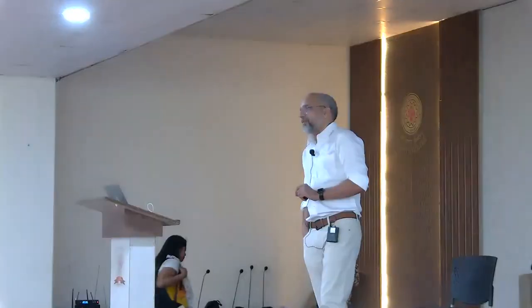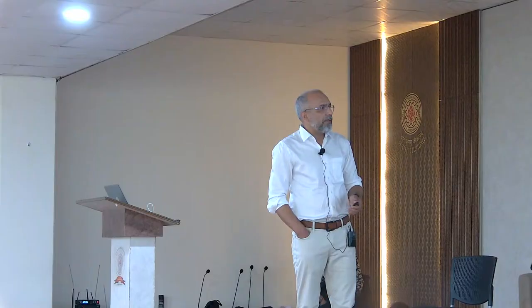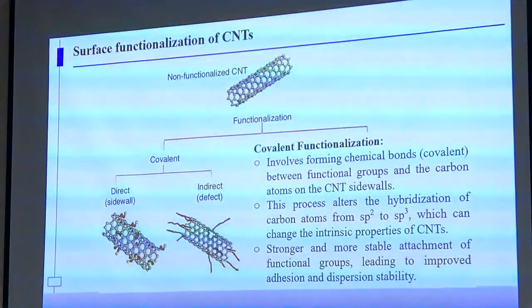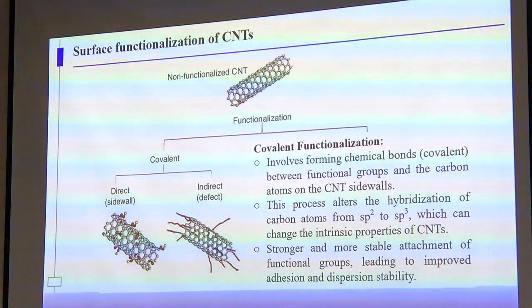So covalent or non-covalent, they have their own advantages. For example in covalent, you can make a strong bond between the carbon nanotube and the molecule that you want to have, and it can modify the sp2 bonding of carbon-carbon in the carbon nanotube. So it will definitely change the electrical property of the carbon nanotube because you are basically modifying the intrinsic structure of the carbon nanotube.